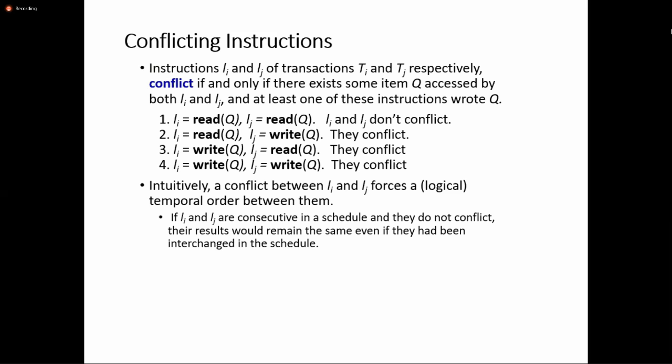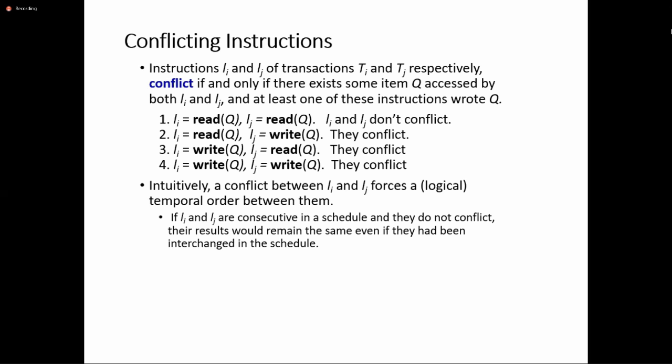I is on the queue. But J, the transaction, writes some Q, right? Then there is a conflict at the same time. If I write Q and J reads it, that also conflicts. And at the same time, writing that balance also conflicts. This is the logical thing about instructions.